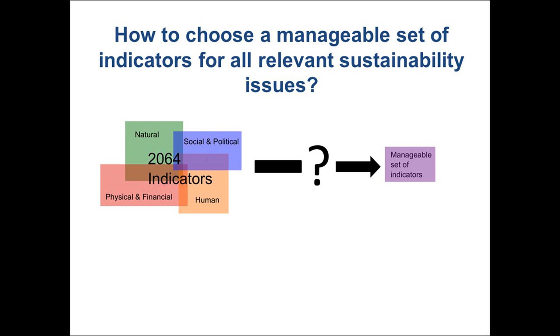Although the multitude of indicators gives decision makers many ways to measure sustainability, it also makes it difficult to identify a manageable set of indicators to represent the issues one cares about in a specific context, since it is unrealistic and unnecessary to track the entire set of indicators in each case.